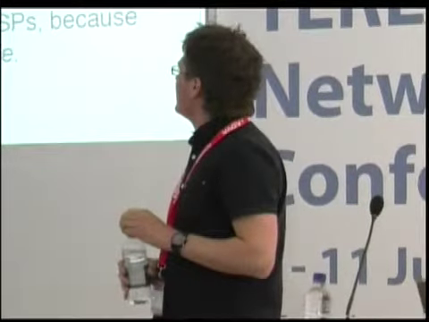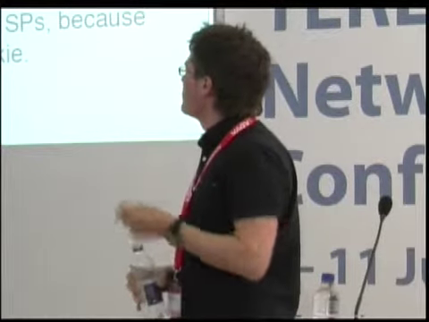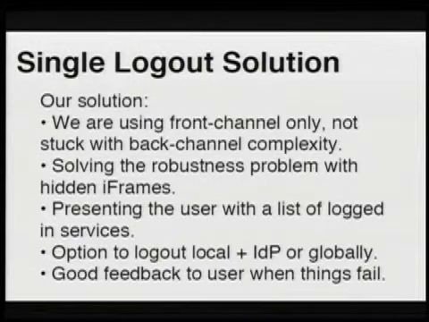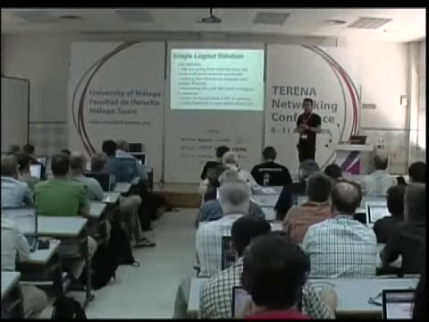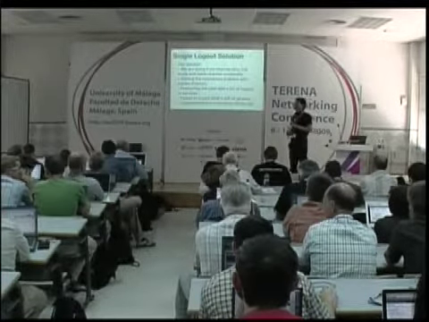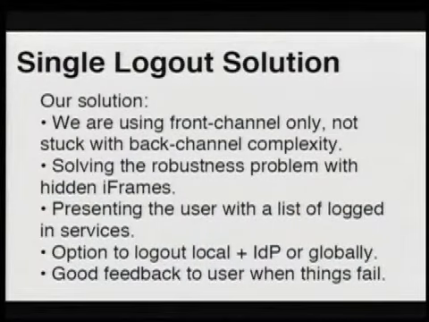So we need to have the best from both of these. We need the robustness, and we need the simplicity from the front channel binding. This led us to our solution to the single logout problem, which I'm going to demonstrate to you afterwards. We are only using front channel binding, and that keeps it simple for the service provider. To solve the robustness problem, we never leave the user from the IdP side.